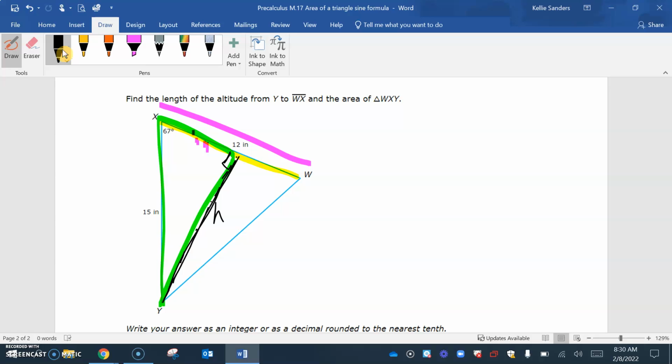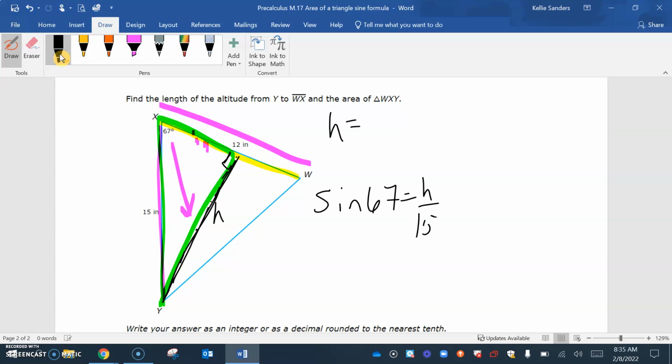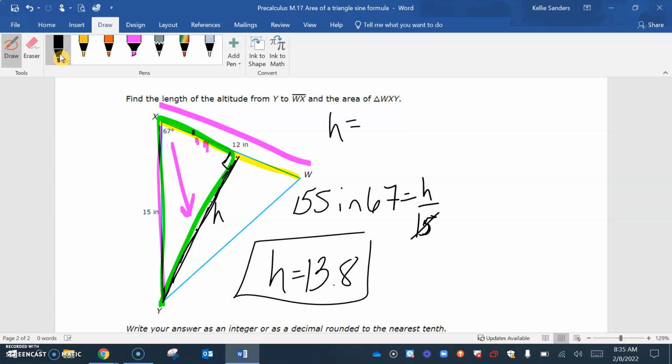Okay, so height. I'm looking at the green triangle. We're looking for the height, so the height is opposite 67, and 15 is the hypotenuse. Sine 67 equals opposite over hypotenuse. So if I take this 15 in front of it, and I put that in the calculator, 15 sine 67, 13.8. That is the height.